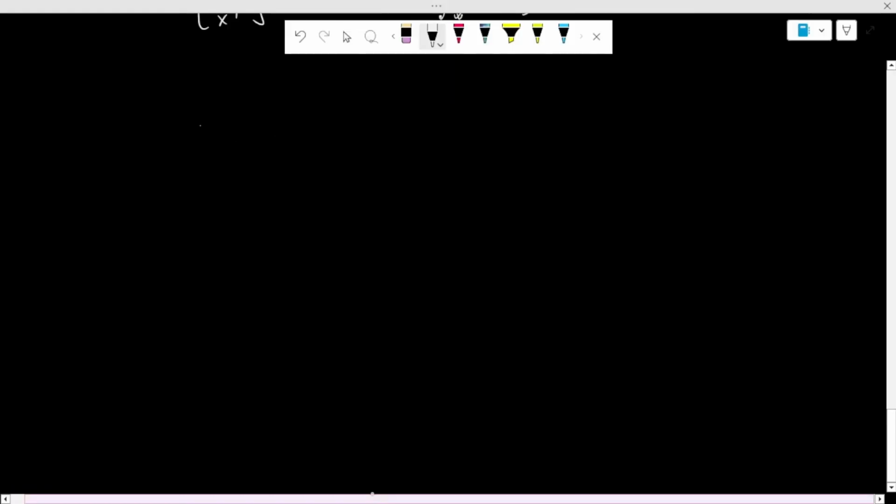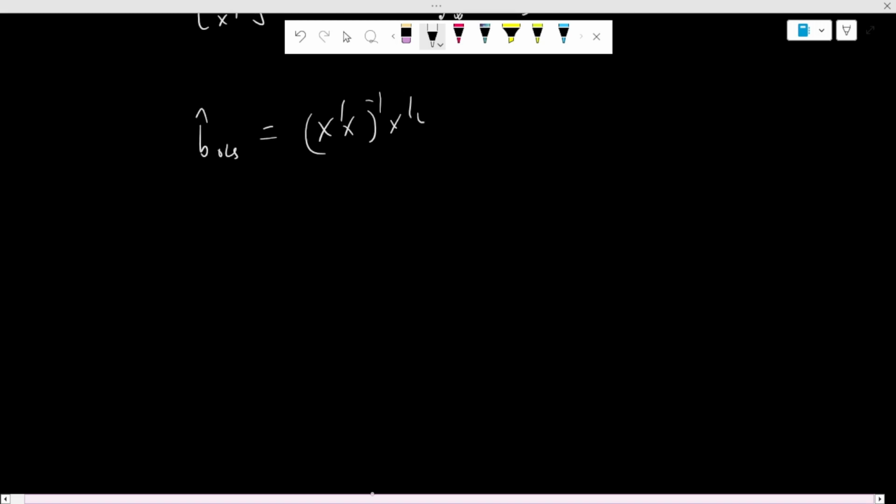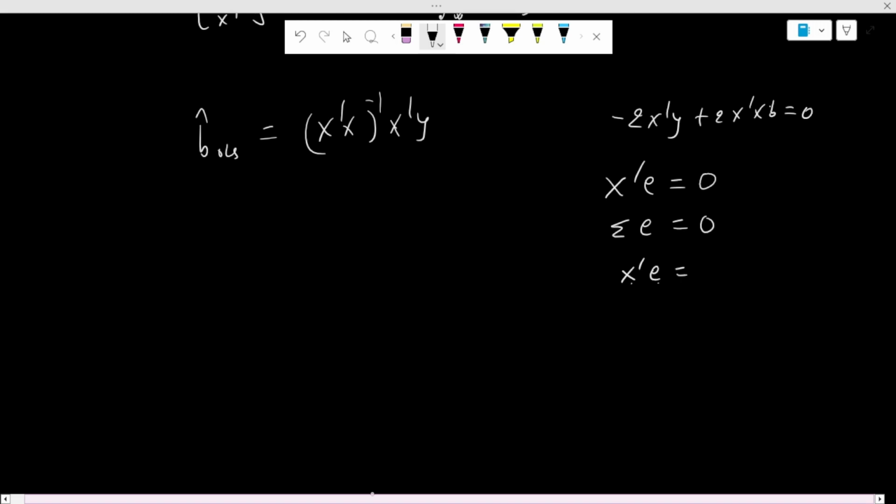So we have seen that our OLS beta estimate is equal to X transpose X inverse X transpose Y, and we have attained this by setting our first order derivative to 0. Once we set the first order derivative to 0, the immediate consequence is X transpose E equals 0. And from this relationship, we get that the summation of E is also equal to 0, and the dot product of all the independent variables with the error term is also equal to 0.